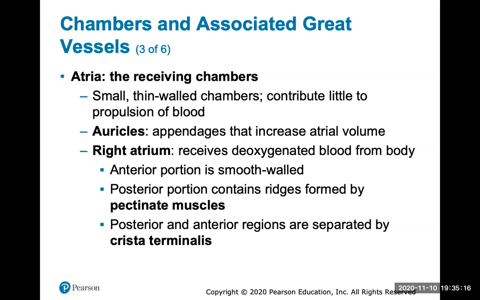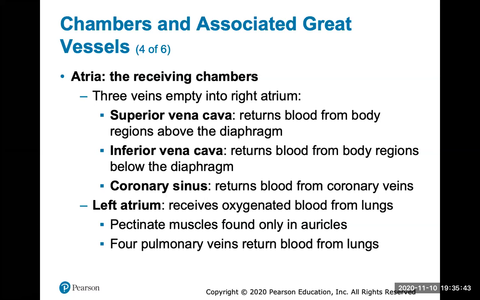So your atria, again, receive blood. They're the receiving chambers. They're smaller. They contribute little to the propulsion of blood. The auricles are appendages that increase atrial volume. The right atrium receives deoxygenated blood from the body. The posterior portion of it contains these ridges formed by pectinate muscles. And the posterior and anterior regions are separated by what we call the crista terminalis. Three veins will empty directly into the right atrium: the superior and inferior vena cava, and then the coronary sinus, which returns blood from the coronary veins.